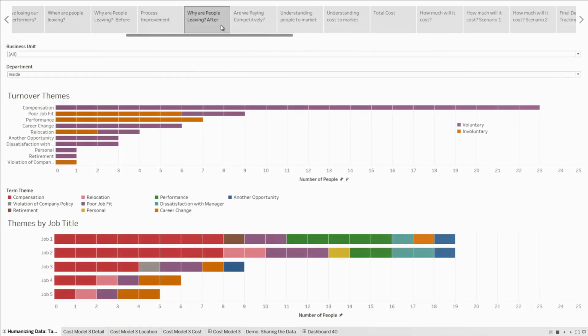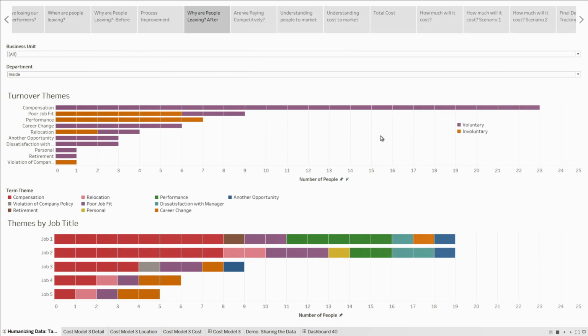This is one of the simple dashboards that we created, where right now I have it filtered to the inside department. And what you can quickly see is, one, we're using all of the themes, and there's a much more even distribution across why people are leaving. We then break this down by job title. In additional views, we have it broken down by hiring manager, percent of title, you name it. We are looking at it through this new lens of why are people leaving.